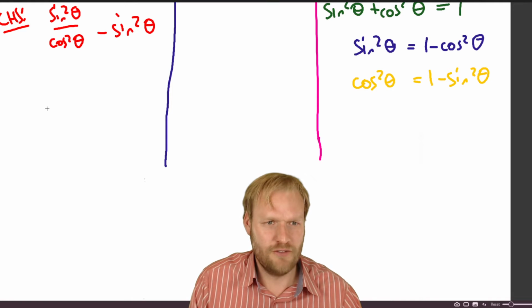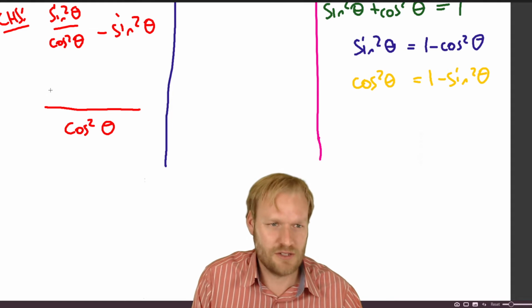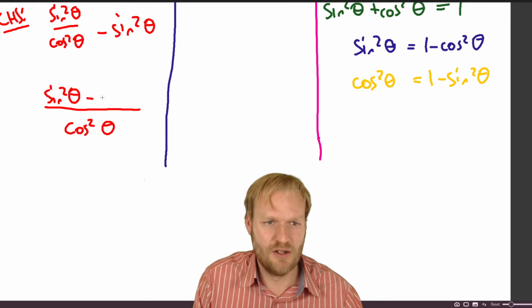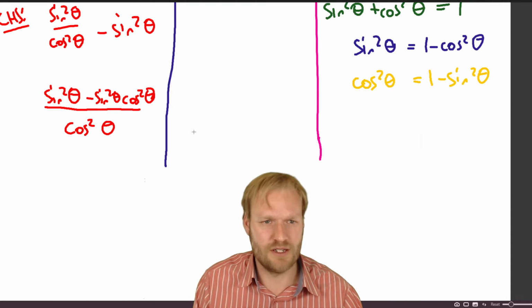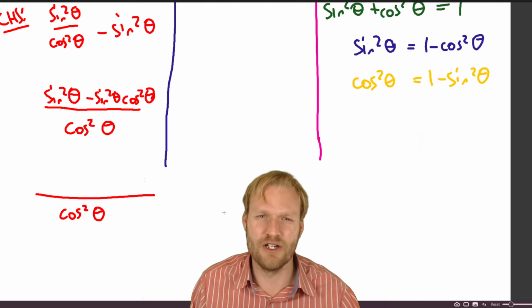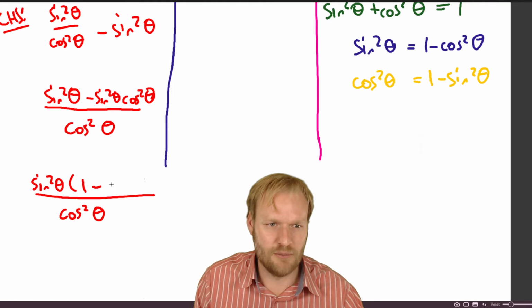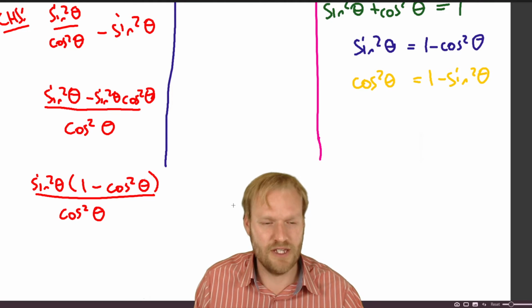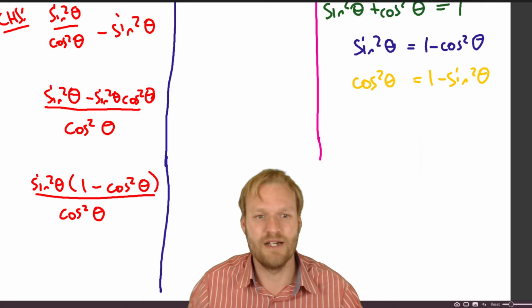Now we've got two fractions, and it would be nice to write it as one fraction with a common denominator. So this is going to be sine squared theta. What's the second term in the numerator going to be? We've got the sine squared theta, and we need to multiply it by cos squared theta. The numerator can certainly be factorized. What's our highest common factor? I see sine squared theta common to both, so sine squared theta times 1 minus cos squared theta. Things are looking good.